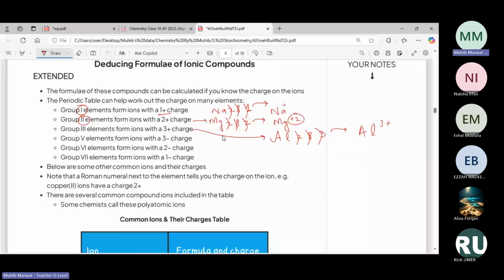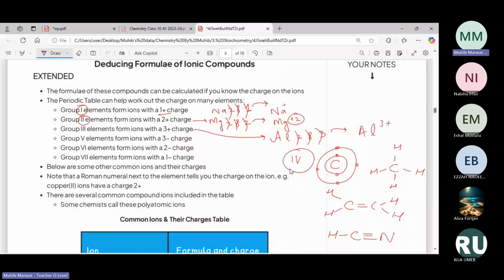In case of group 4 elements, for example carbon, it generally does not make ionic bonds; rather it shares electrons. It has 2 electrons in its first shell and 4 electrons in its second shell, so it needs 4 electrons. Either carbon will make 4 single bonds to complete its octet, or it will make 1 double bond and 2 single bonds, or, for example, 1 triple bond and 1 single bond. So ultimately, carbon is in group 4, so it will have 4 electrons in its valence shell. It needs 4 electrons to complete its octet.